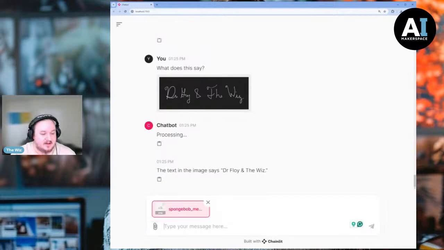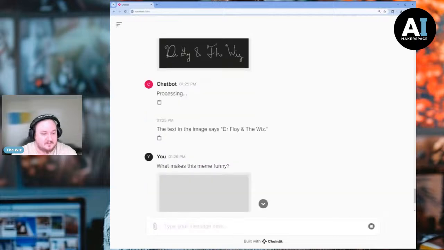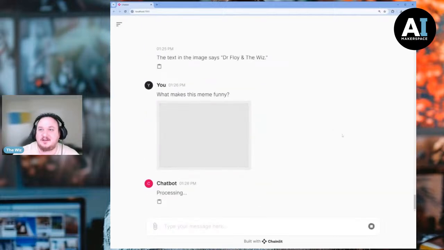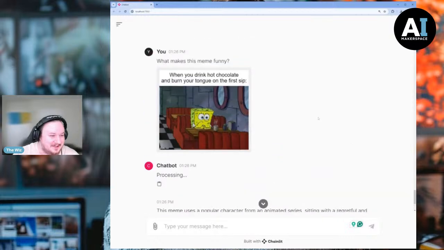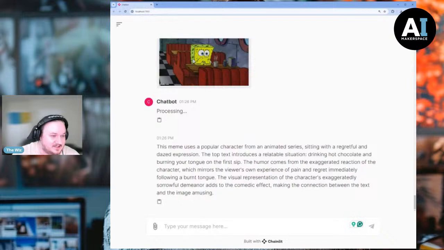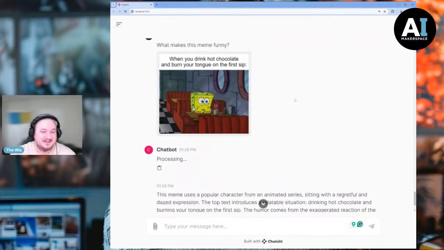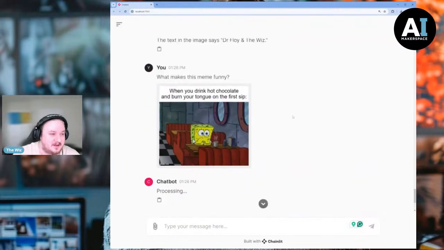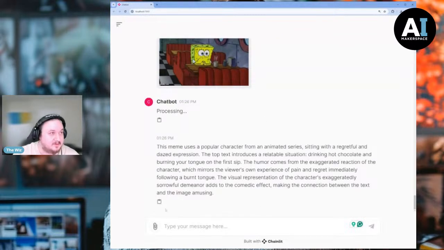So I'm going to ask the classic. We got a SpongeBob meme. What makes this meme funny? Right? Yeah, exactly. It's hard to read. "When you drink your hot chocolate but burn your tongue the first sip," and SpongeBob is sad. "This meme uses a popular character from an animated series, sitting with a regretful and dazed expression. The top text introduces a relatable situation, drinking too hot chocolate. The humor comes from the exaggerated reaction of the character." Okay, so it does it, right? The idea is that it gets the meme, it explains the meme, it understands not just the text but the picture and why these things are related to each other, right?